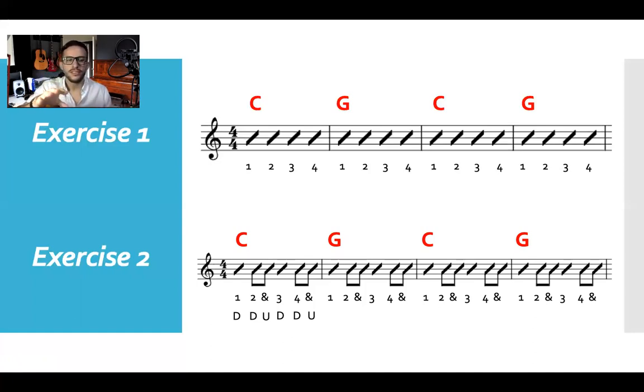So if I simply replace the 1, 2, 3, 4, and the ands with, for example, the syllable ta, it will sound like this: ta, ta, ta, ta, ta, ta, ta, ta. And that rhythm is what you're going to be playing with this hand, your right hand. Okay, so it will sound like this.